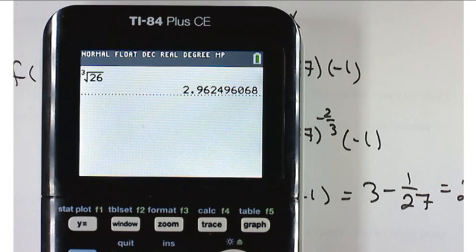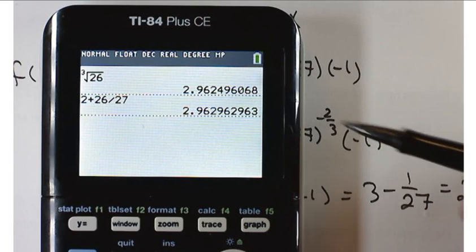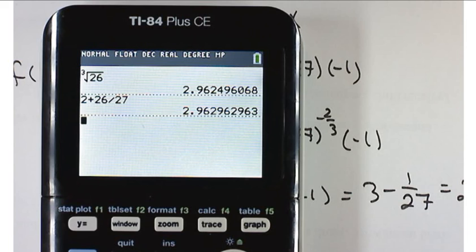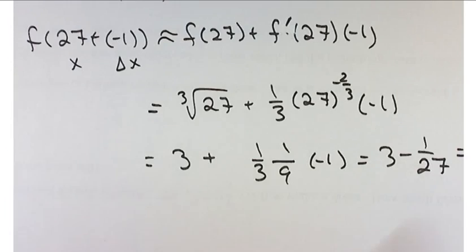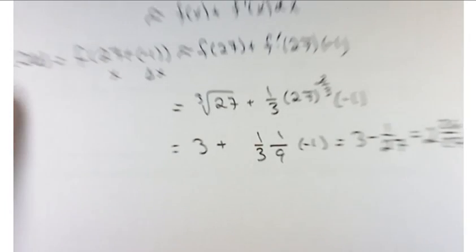How about our approximate answer? Well, our approximate answer was 2 plus 26 divided by 27. How well do we do? Do those answers look pretty close? Considering that the second one was really just a couple of fractions, yeah, I think the second one is pretty close. Exactly how close is it? Well, let's figure that out.